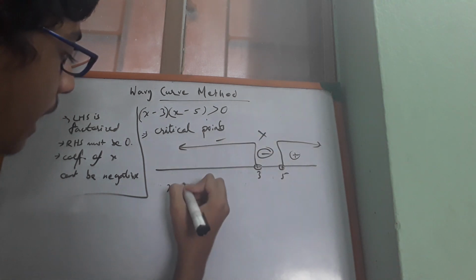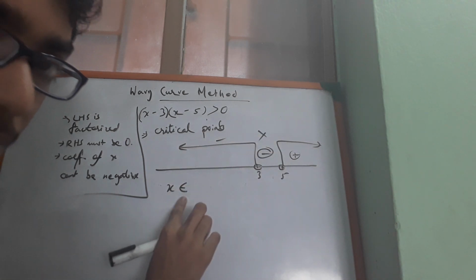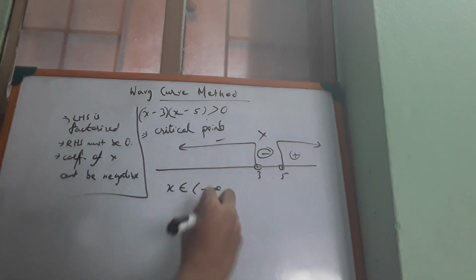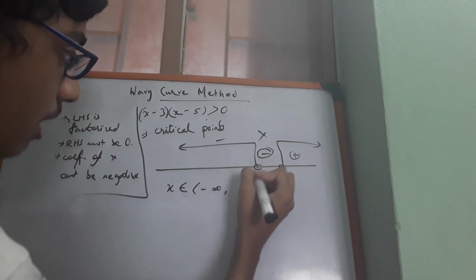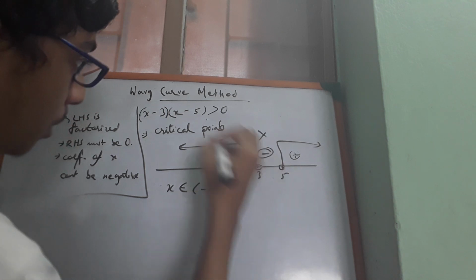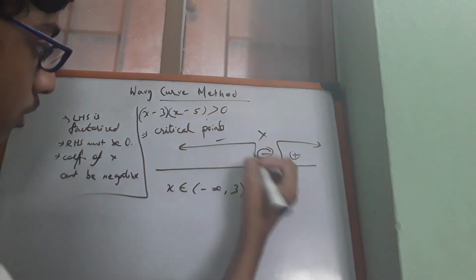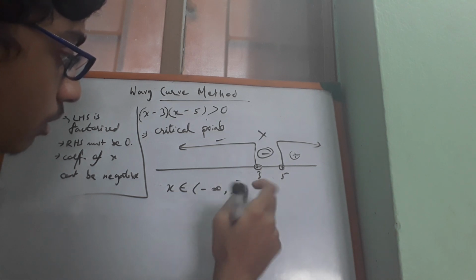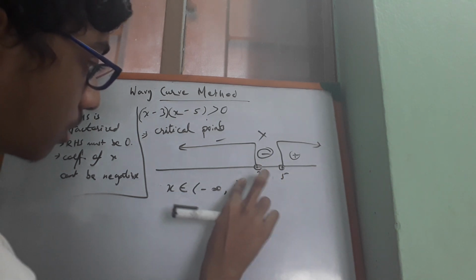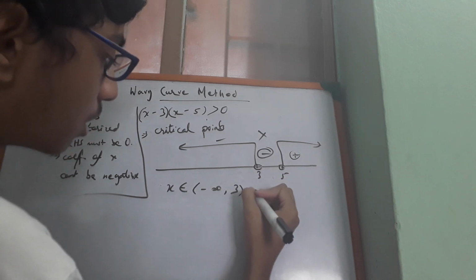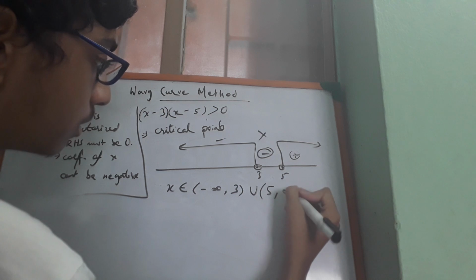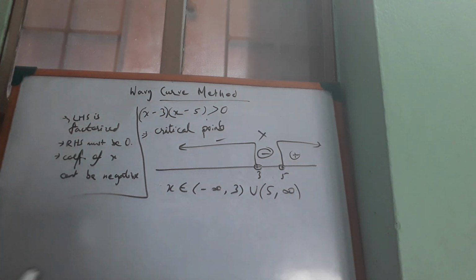So our answer should be x belongs to, this is the symbol for belongs to, minus infinity. Obviously, before infinity we have a curved bracket, parenthesis, comma, 3. Should we include 3? No, because it's greater than 0. If it was greater than or equal to 0, then we would have a filled circle, and our answer would have been like this. But in this case we should not include 3. Union 5, we should not include 5 again, to positive infinity. This is how you solve it.